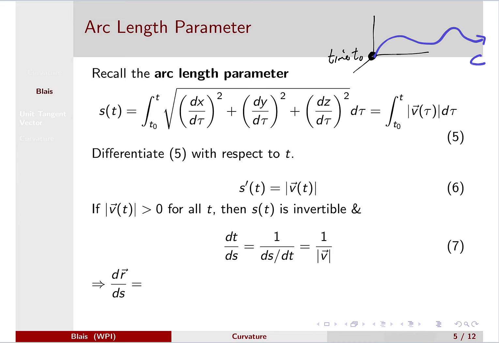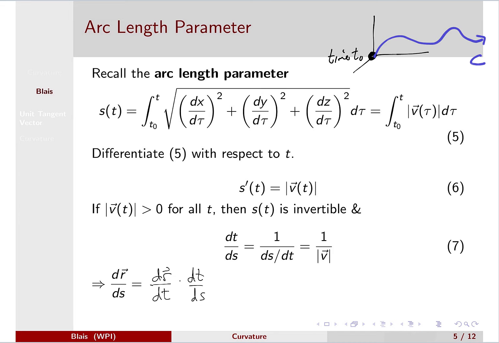This means we can use the chain rule to say that the derivative of the position vector r with respect to s, with respect to arc length, can be written as dr dt times dt ds, again using the chain rule.